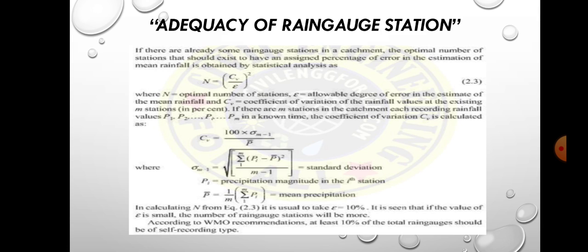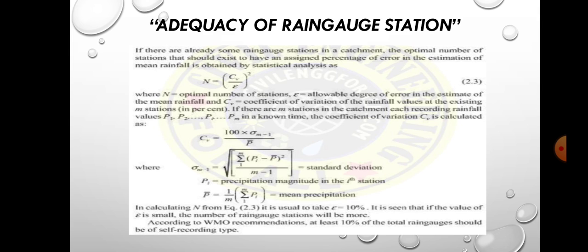If there are M stations in the catchment, each recording rainfall values P1, P2, P3, and so on, in a known time, the coefficient of variation CV is calculated. So, CV equals 100 times sigma M minus 1 over P, where sigma M minus 1 is equal to the square root of... kung ko na nakadi na maklaro dire kaadto.